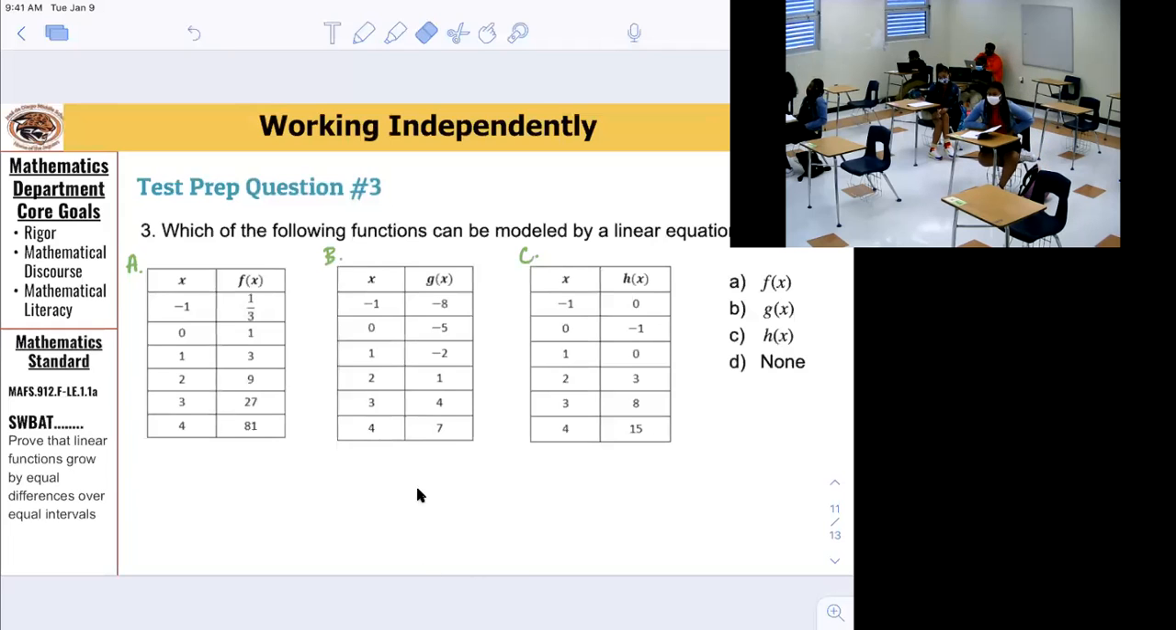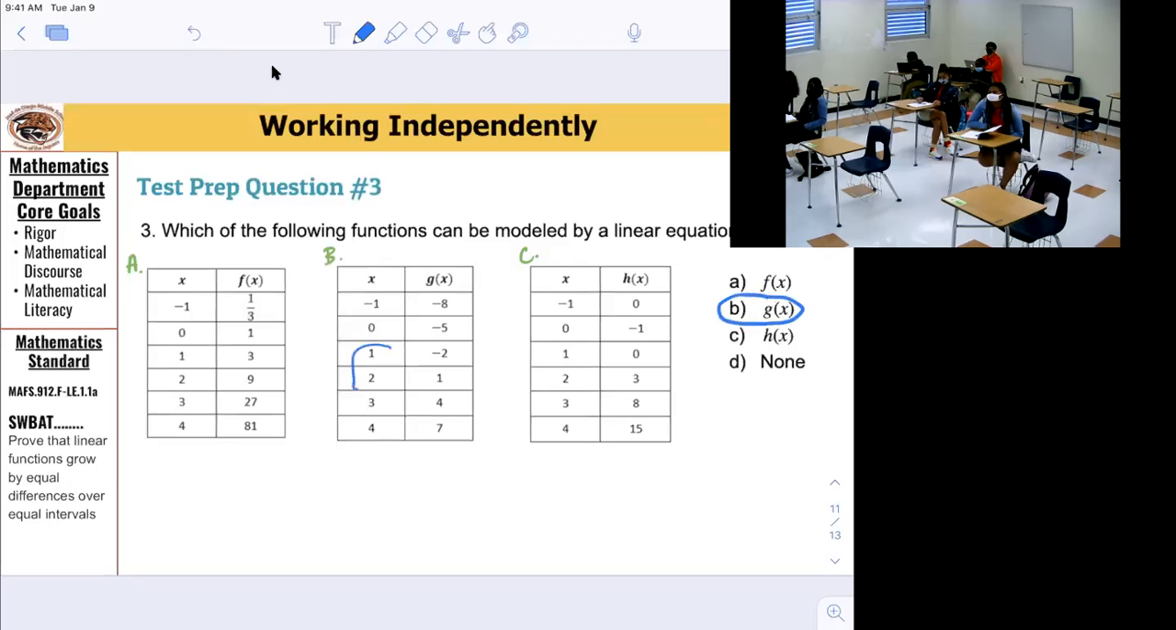So here we go. Here are my results. The winning answer was answer choice B, and that is the correct answer. So let's take a look. B was correct. G of x is linear. The others are not.